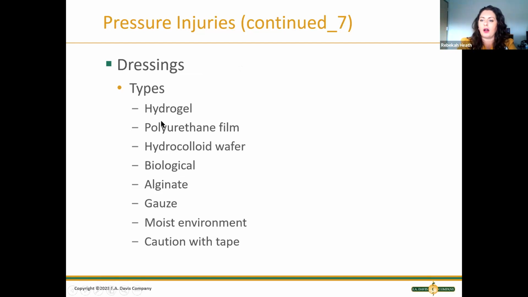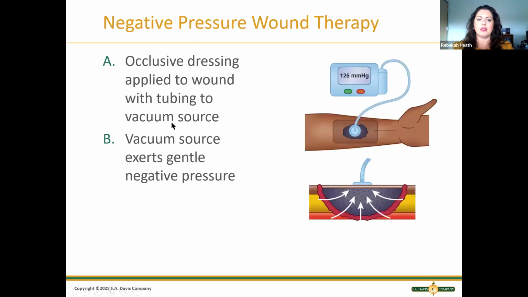I'm not going to go through all of these. Just know there are a lot of different types of dressings. How do you know what to use? Honestly, usually there is a wound care nurse that will let you know exactly what it is. If the wound is dry, you want to add moisture. And if the wound is very wet, you want to wick out that moisture. So based on what kind of wound it is, that's how you know what kind of dressing you're going to be using. There's also negative pressure wound therapy.